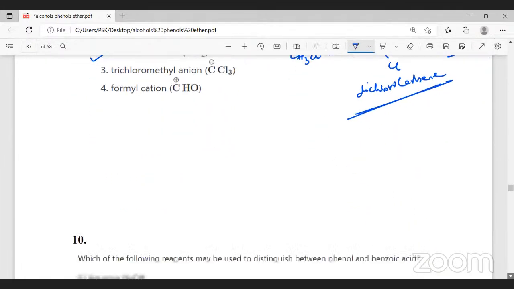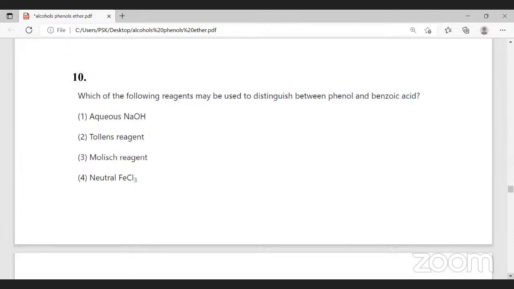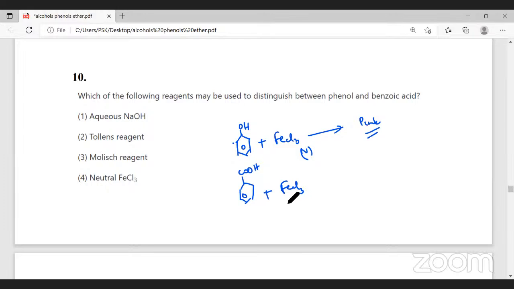The next question. Which of the following reagents may be used to distinguish between phenol and benzoic acid? Now, phenol is this, and benzoic acid is C6H5COOH. Both have acidic character. Phenol, when treated with neutral ferric chloride, gives a pink color solution. But when benzoic acid is allowed to react with neutral ferric chloride, there is no color change. So, to differentiate between phenol and benzoic acid, the reagent used is neutral ferric chloride. The answer for this question is option 4.